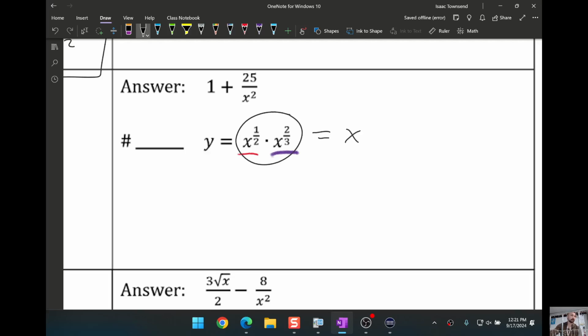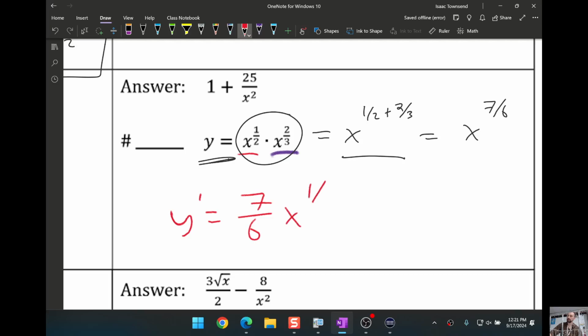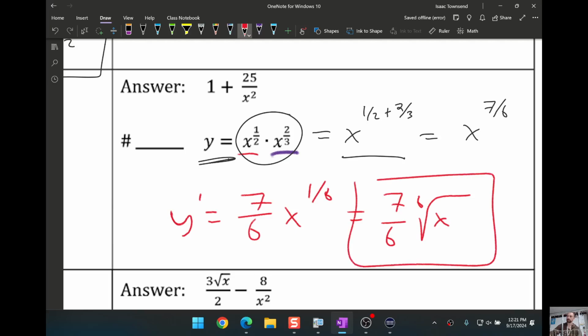They already have the same base, and when you multiply things with the same base, what do you do with the exponents? One more time. Add them. So this is the same as this, and then if you add those two, you've got to get a common denominator, but it becomes x to the 7/6. So that's still what y equals. So now the derivative of that, bring the power down and lower the power by 1. So it might be that, but more likely they're going to change this to the 6th root of x. That's what I would expect it to look like.